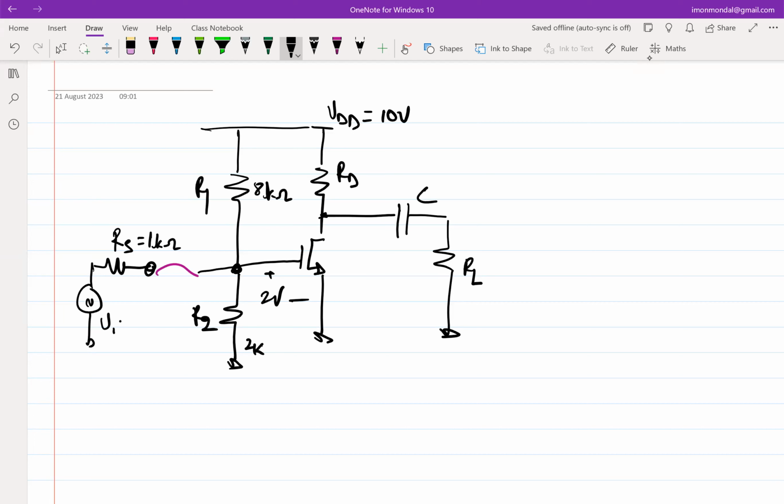Can you speak up? I cannot hear you. You're saying something, right? Okay, so what's the problem with this? Why do I need a capacitor?